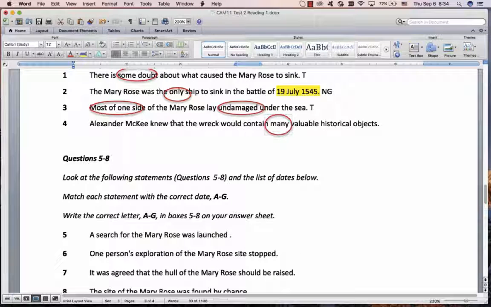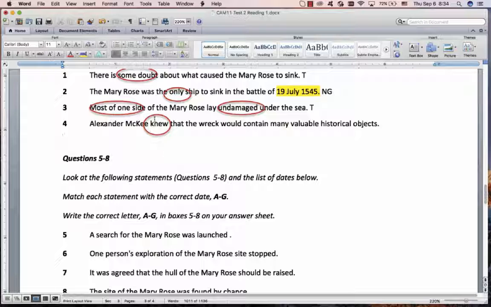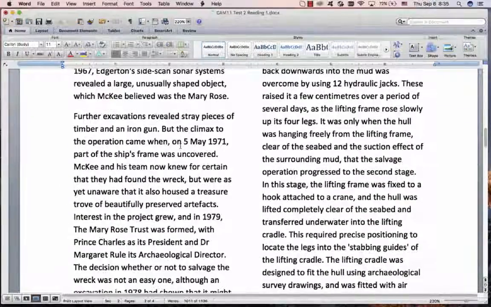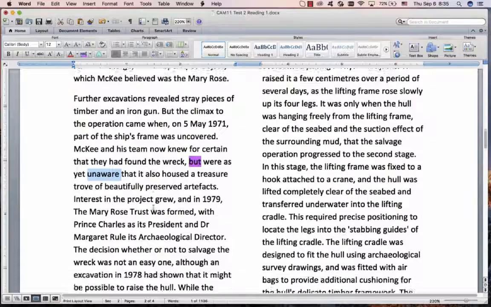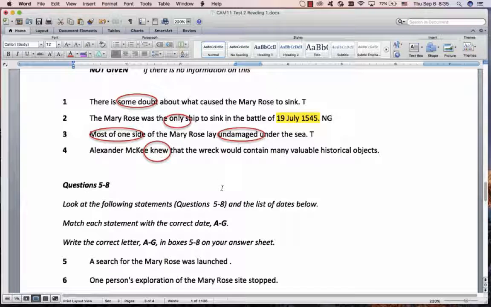So they're not actually testing many. It turns out that they're testing this word. So I was wrong there. That should have been there. Did he know that it would contain many artifacts, or did he not know? If you saw that, then the answer becomes quite clear if you found the correct sentence. There's the but. The but introduces the important part of the sentence. And there is unaware, not know. They didn't know that it had all of these historical objects. So what they're doing there is just comparing unaware with knew, and they're different. So therefore that must be false.